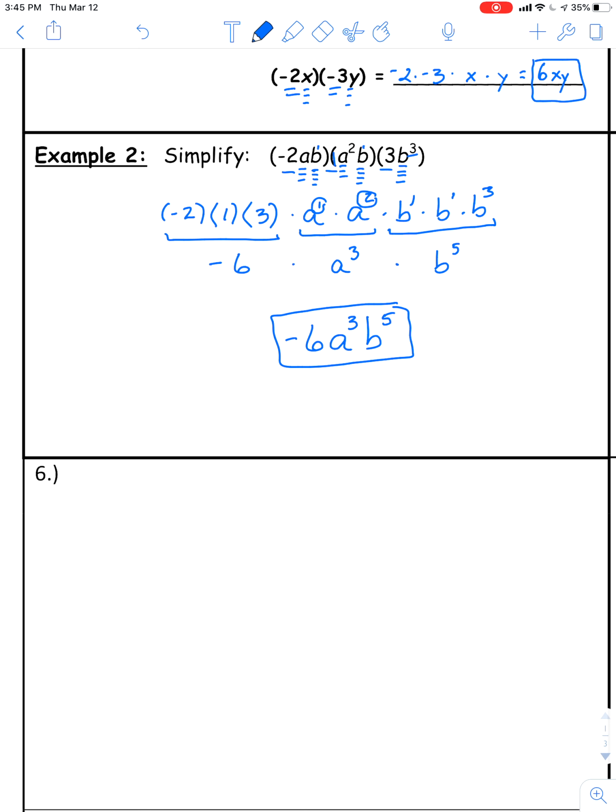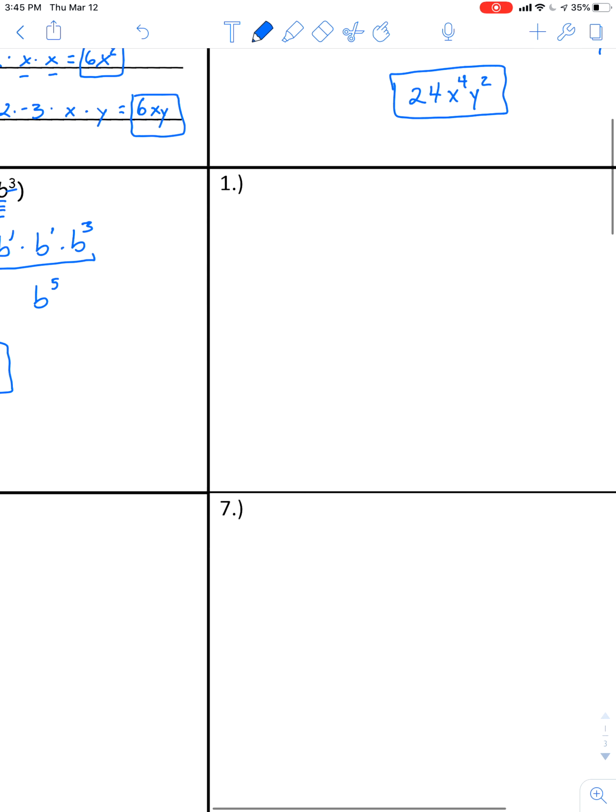That is all the examples that are going to be required to be in your notes today. There are some problems like this that you're going to be looking at in your work today.